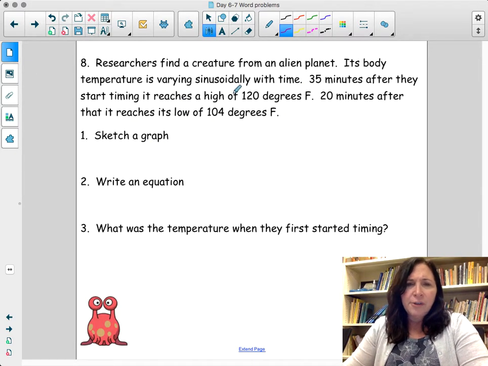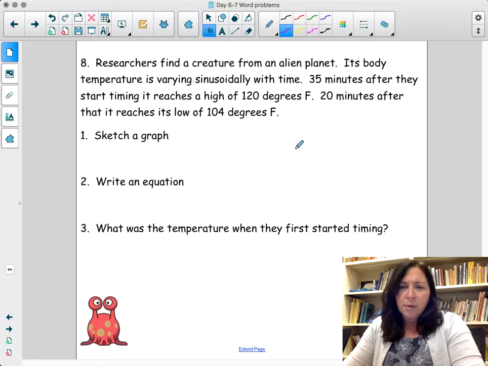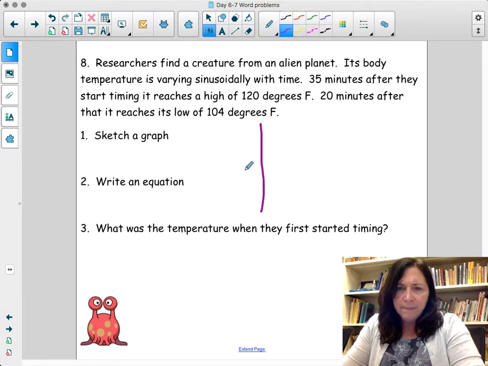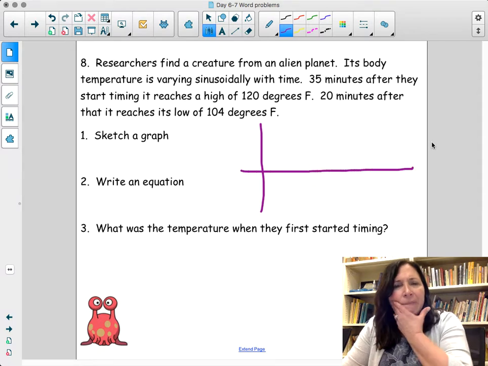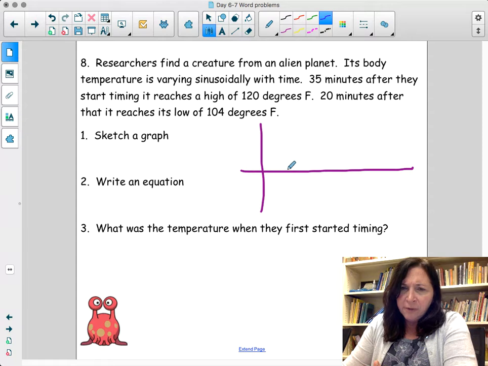Okay. Researchers find a creature from an alien planet. Its body temperature varies sinusoidally with time, 35 minutes after they start timing it. Let's start making a graph because they're giving us all kinds of really cool information, and we need to write that down as we're going. Its body temperature varies sinusoidally with time. There's a little alien. 35 minutes after they start timing. Very important. 35 minutes, right there.